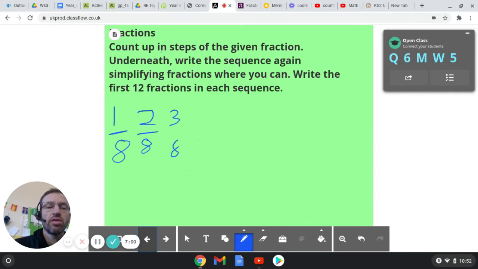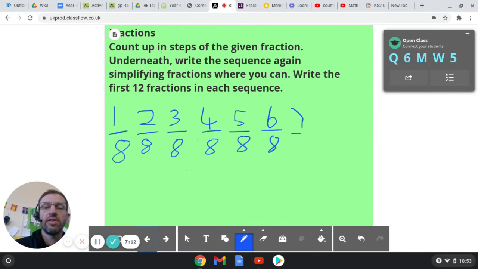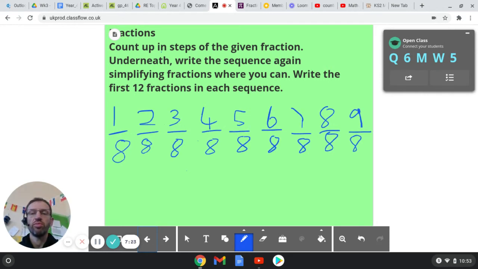2/8, 3/8, 4/8, 5/8, 6/8, 7/8, 8/8, 9/8. I've run out of space, but hopefully you'll have more room. If you write it neatly in your book, you'll have more room.